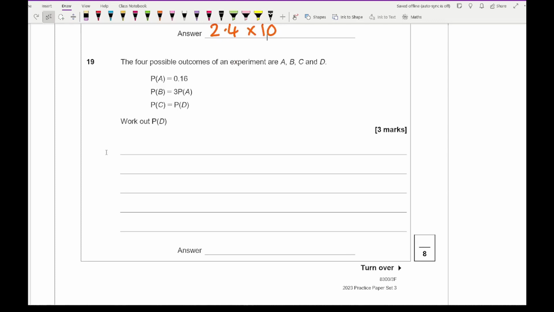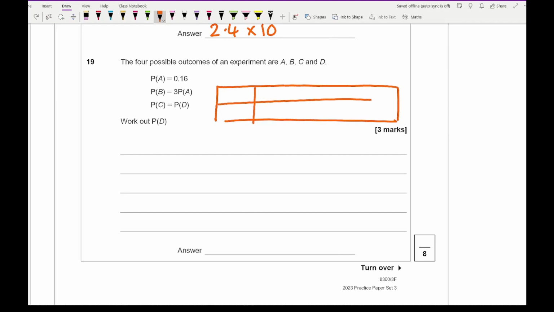Question 19 says the 4 possible outcomes of an experiment are A, B, and C, and D. Work out the probability of D. Now, if I just put this in a table, in which here I've got my events, and then I've got the probability. Now, the event of A happening is 0.16. Probability of B happening, and C happening, and D.